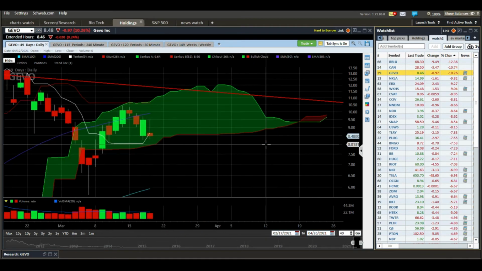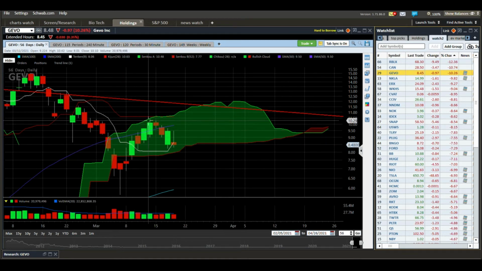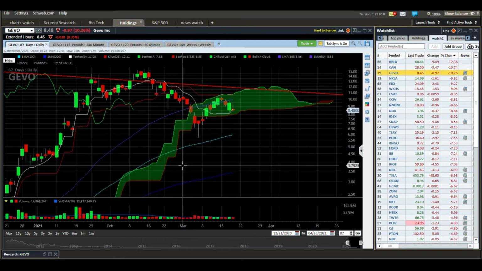Gevo, I'm actually short this one because it's fallen under the cloud. We broke below the cloud, then we tested the top on the inside and got rejected there again. I'm actually looking for this to fall below the cloud and probably pick up some down momentum. So I'll be watching this to see when it looks oversold as well.